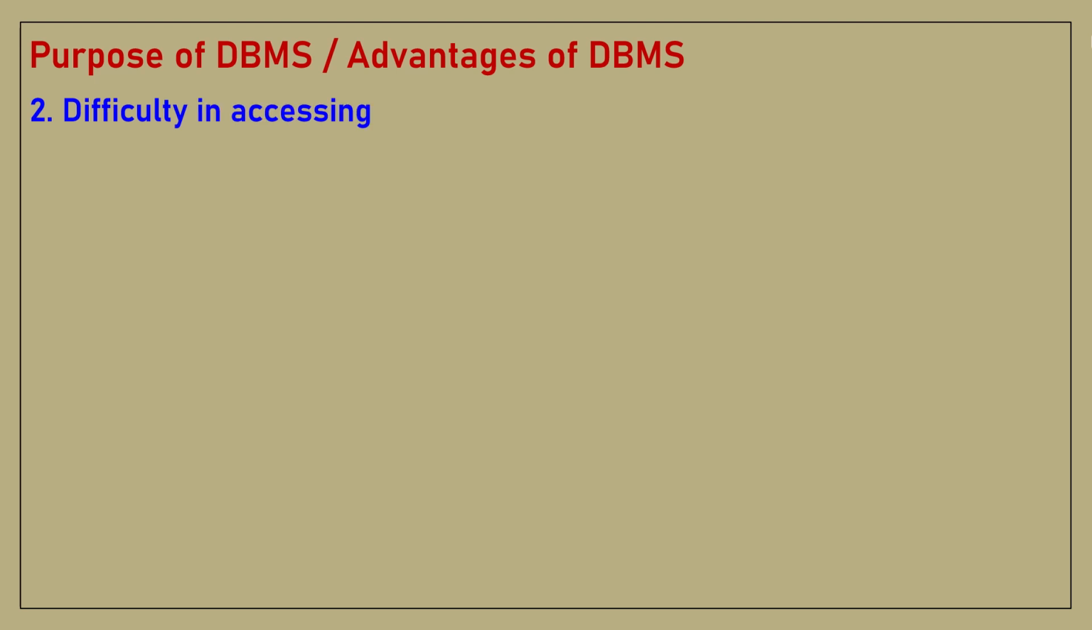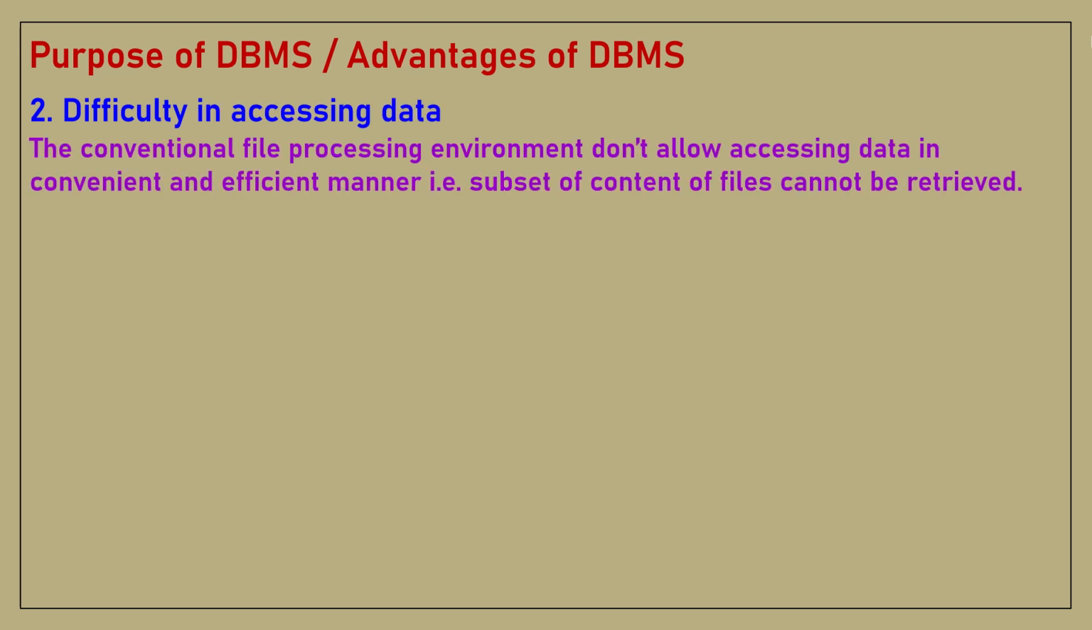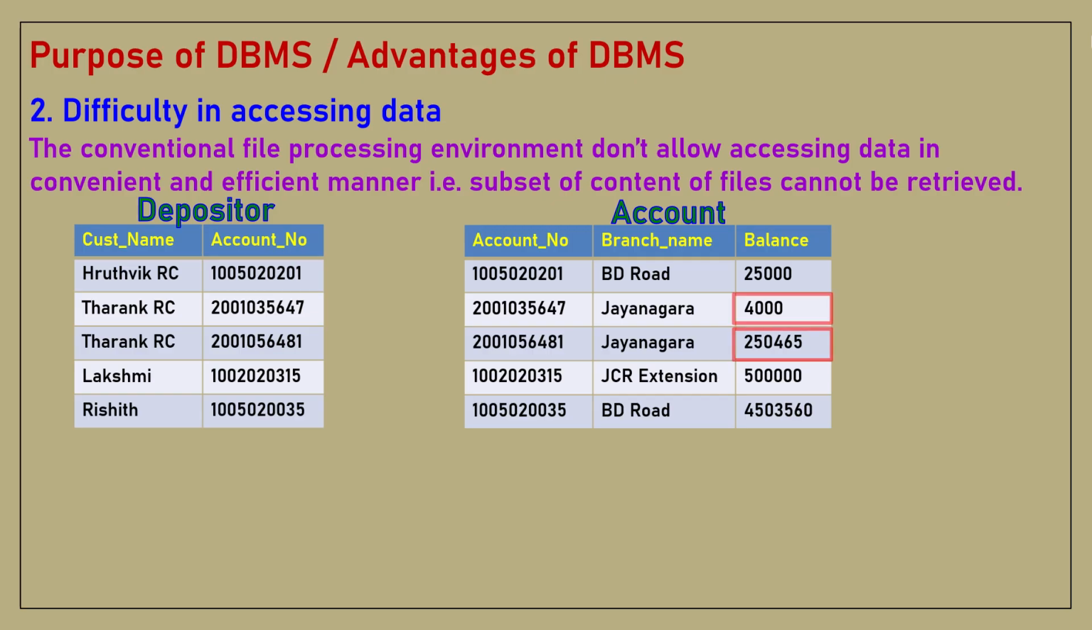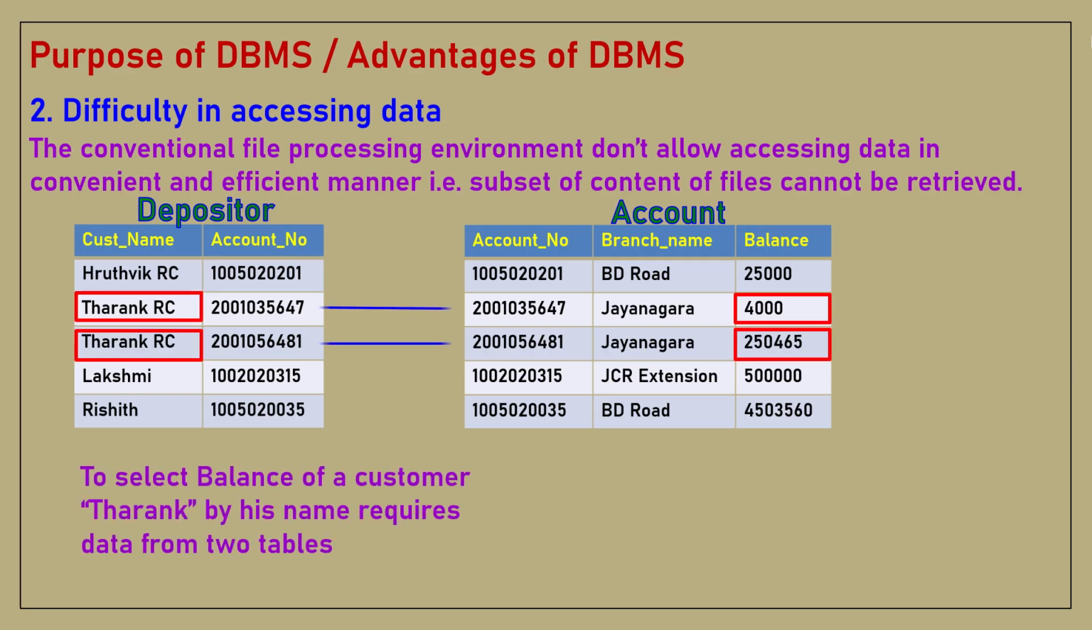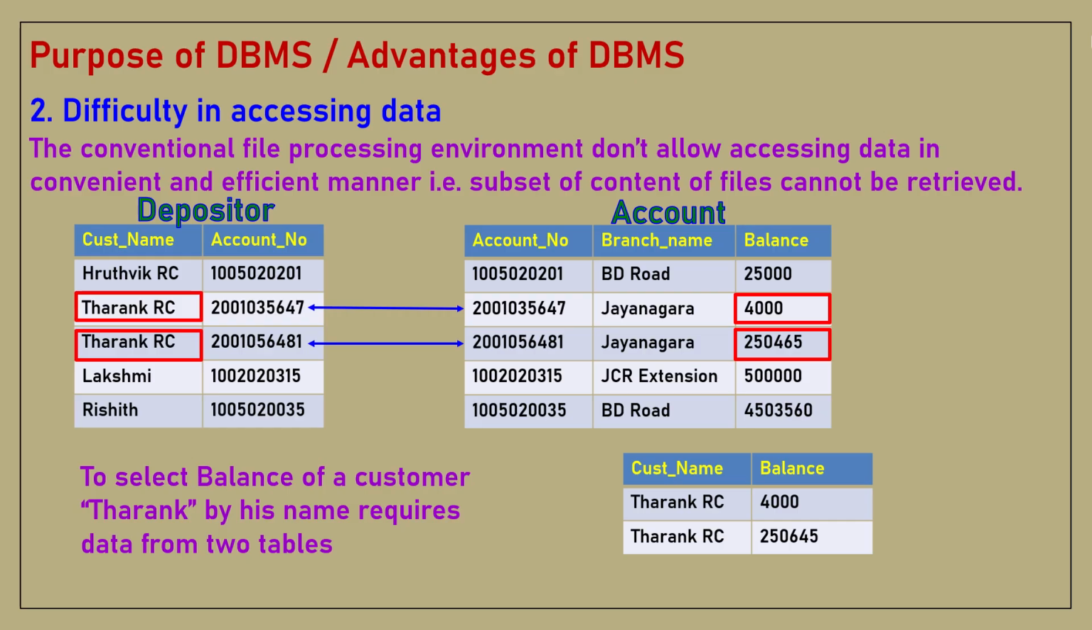Difficulty in accessing data. The conventional file processing systems do not support accessing data in convenient and efficient manner. That is, subset of content of files cannot be retrieved. To select balance of a customer, Tarang, by his name, requires data from two tables. The data has to be fetched from both the tables. In order to fetch that data, we depend on the account number column from both the tables. This is a complex task in file system. It can be easily executed with the help of database queries.